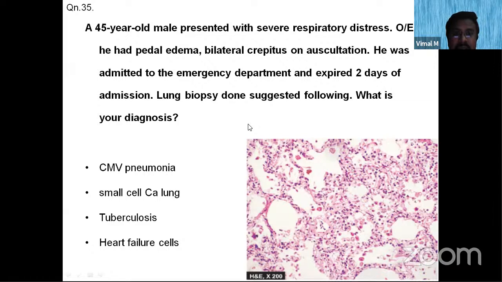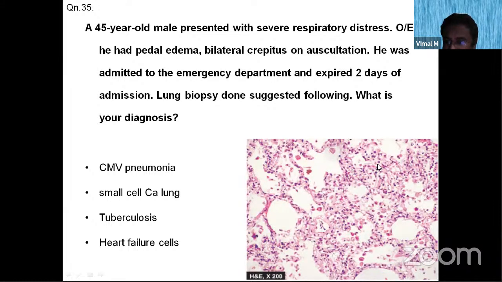Okay, 2 days. And in the lung biopsy, you can see this is the alveoli. You can see this is the alveolar space, and the alveolar spaces are separated by this alveolar septum. In between the alveolar cavities is the alveolar septum.